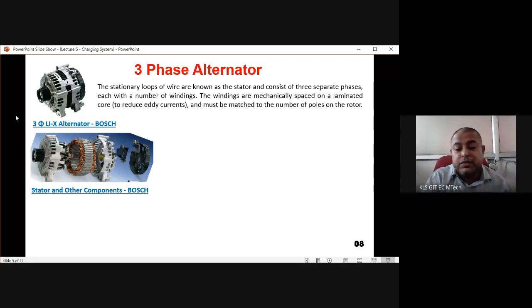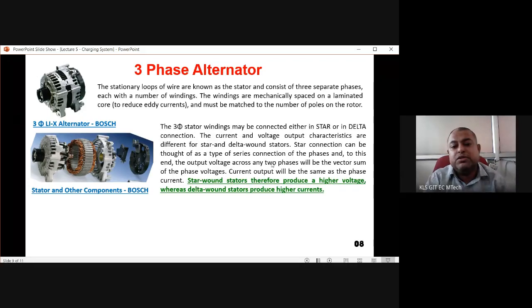So that is the rotational input coming from the vehicle, and this rotor rotates. So the rotor is an electromagnet and it rotates within a stator coil. So this is a stator coil which can be star wound or delta wound. And it's a three-phase coil, so three wires are taken out, and these are the casings. So this is the stator and other components of the same machine, which are shown here.